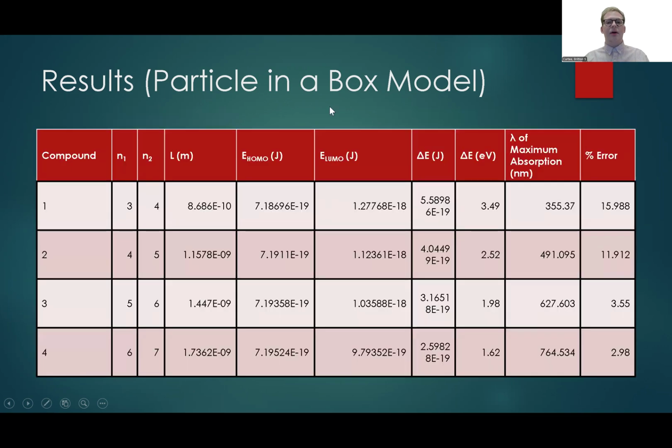Here are our results for the particle in a box model. The main thing we see is the lengths that we actually calculated. These are in meters, converted from angstroms. We see the change in energy in joules and then in electron volts. We also find the wavelength of maximum absorption for comparison, and we calculate the percent error. I'll talk more about this later, the percent error compared to our experimental values.